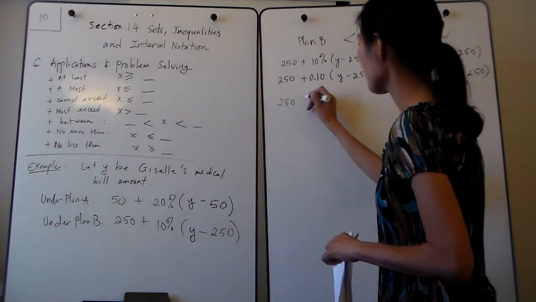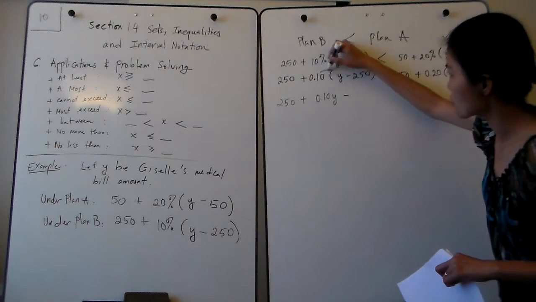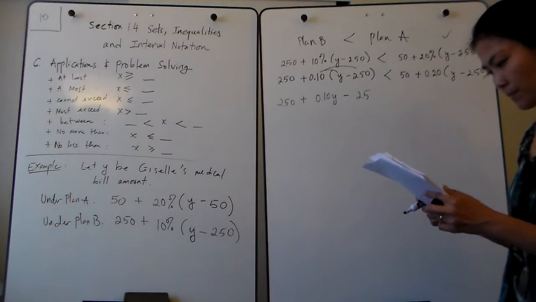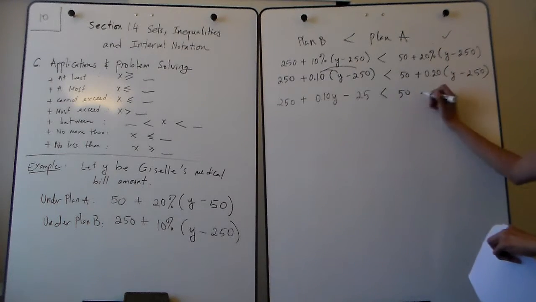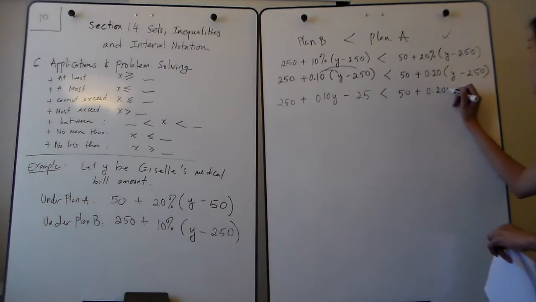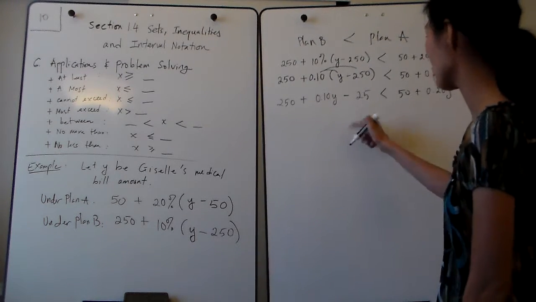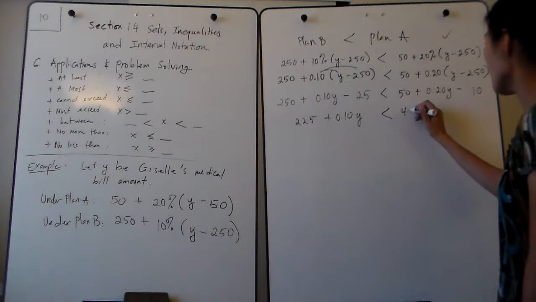So 250 plus 0.10 times y is 0.10y. Subtract this, don't forget to distribute to every value. This value times this value is 25. We check, yes, less than. Similarly, you distribute because parentheses have higher priority. So 0.20 times y is 0.20y. Subtract 0.20 times 250, if you multiply that on the side, you should get 10. Okay. Simplify, we get 250 subtract 25, 225 plus 0.10y less than 50 subtract 10 is 40 plus 0.20y.